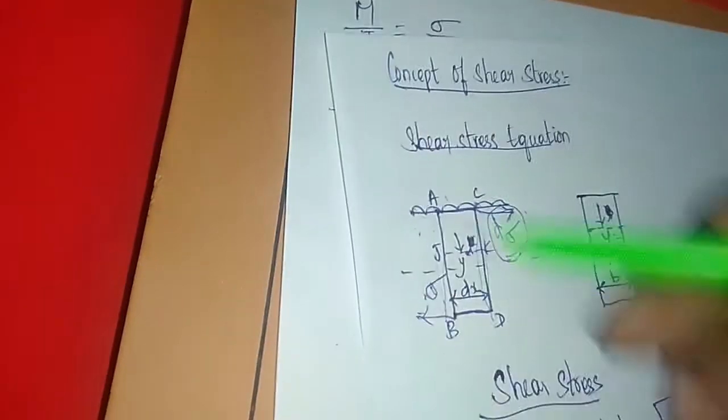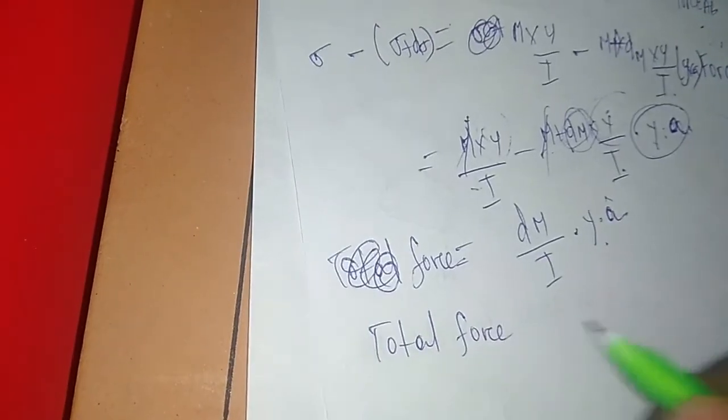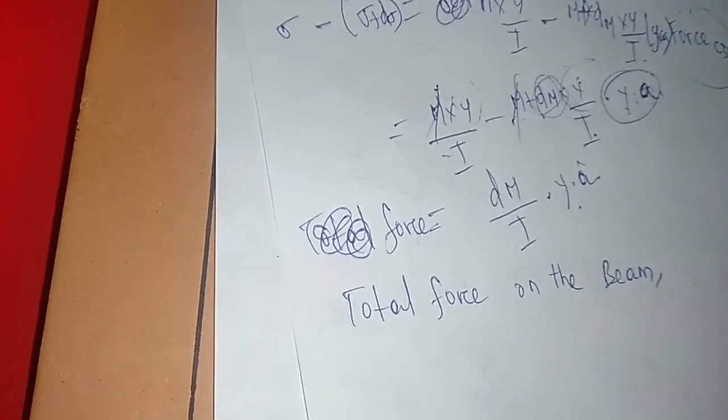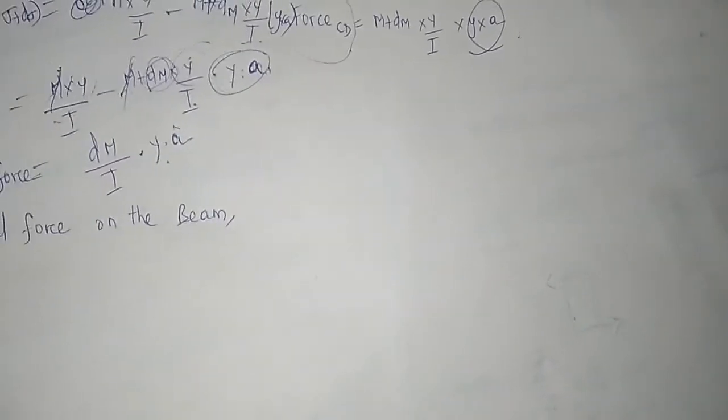Now we are going to find the total force on a whole section of the beam using the force that we have got in the particular strip. So that is nothing but, the total force on the beam is nothing but integrating. So if you want to get the total force, integrate the particular force. If you integrate, you will get the total force on a particular beam section.